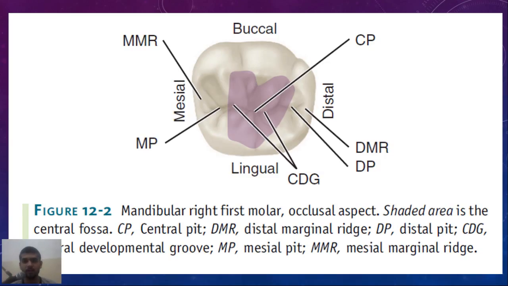We'll start with the landmarks from an occlusal aspect. We will start with the pits. We have 3 pits: a central pit, a mesial pit, and a distal pit, and between them the central developmental groove. This is the central fossa. A distal marginal ridge and a mesial marginal ridge.